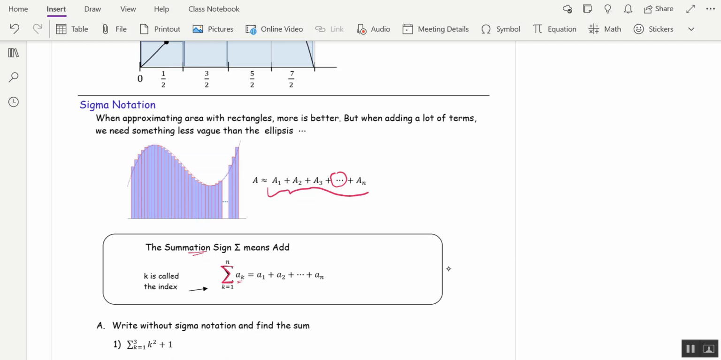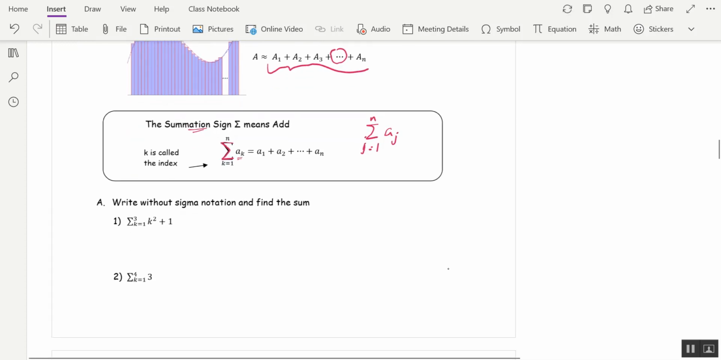And there's nothing special about k. You could use j equals 1 to n of a sub j. So let's just practice doing this: write without sigma notation and find the sum. So this is equal to, when we put k equal 1 in, we get 1 squared plus 1. And then we add on the value when we put 2 in. So when we put 2 in for k, we get 2 squared, which is 4, plus 1.